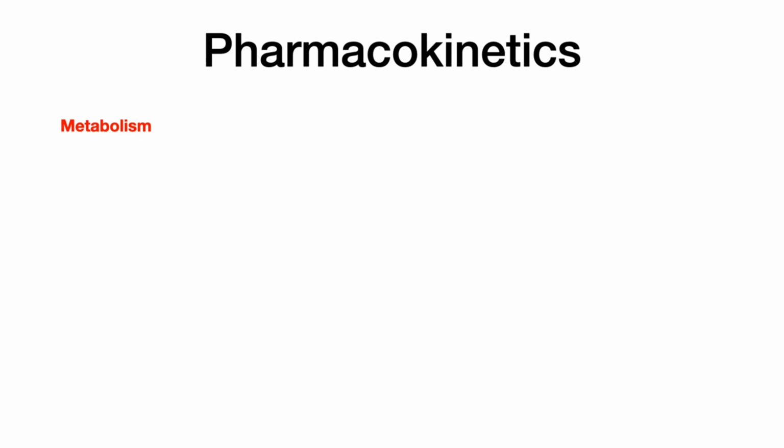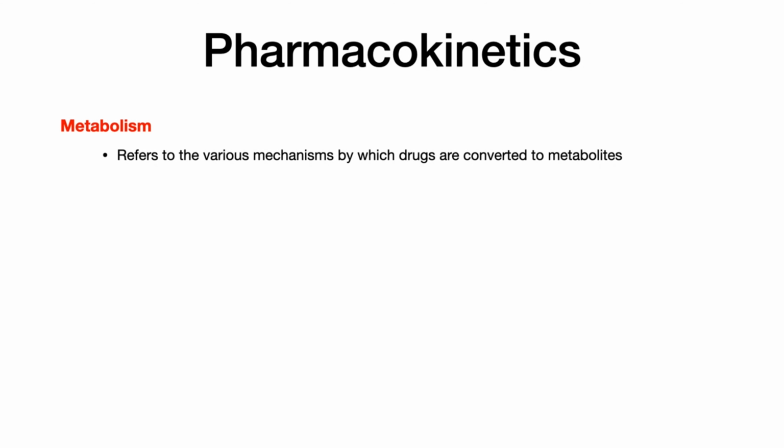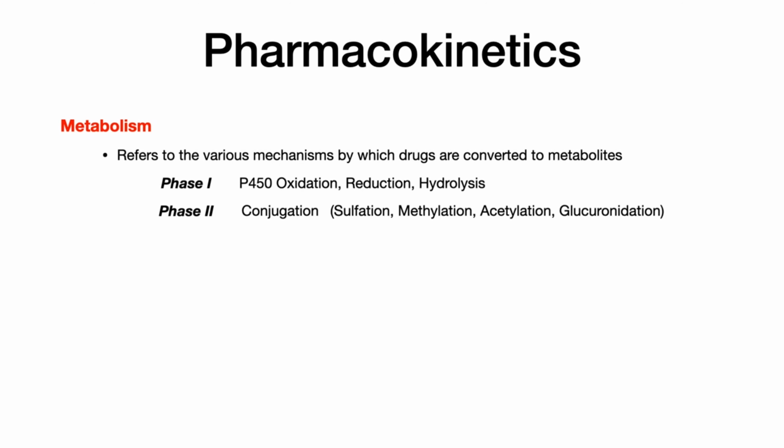Now, metabolism is very important, and it's very high yield. Metabolism refers to the various mechanisms by which drugs are converted to their metabolites. And for the purposes of exams, you really want to know the difference between phase 1 and phase 2 metabolism. Now, phase 1 metabolism is what we commonly think of when we're talking about the P450 enzyme system. And specifically, we're most often talking about oxidation reactions. However, phase 1 metabolism also includes reduction and hydrolysis reactions. Phase 2 metabolism is conjugation, and more specifically, it goes through sulfation, methylation, acetylation, and glucuronidation.